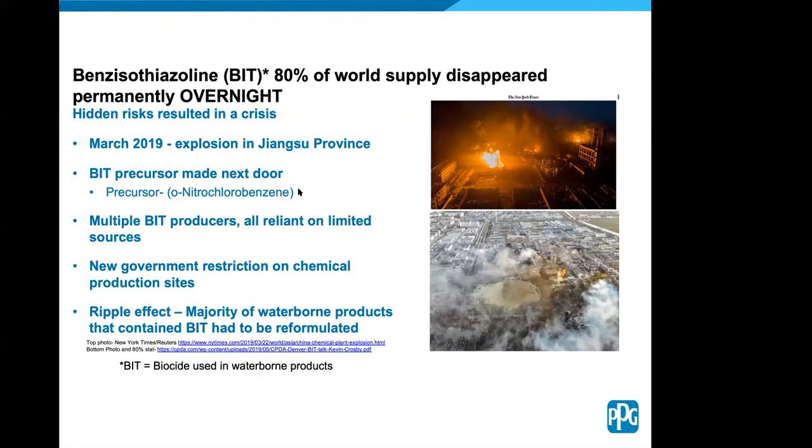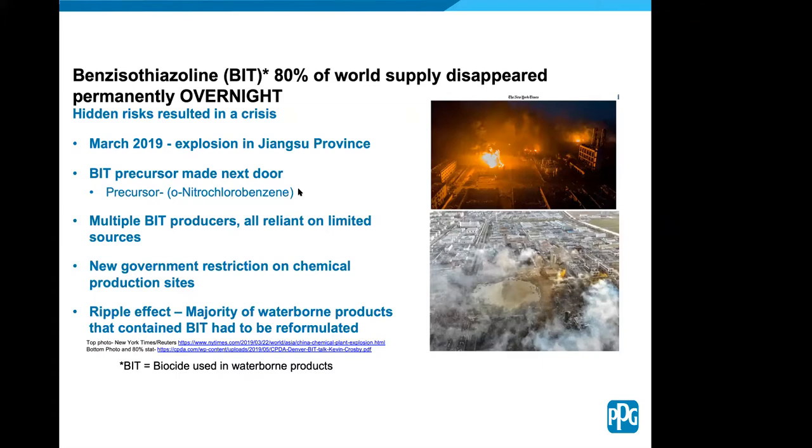And these sorts of supply chain risks are actually quite difficult to see because there's concentration of specific chemical intermediates that get made in plants that present the vulnerability, as opposed to the end product, which is what actually has a shortage overall. So in this case, this explosion happened and the BIT precursor, which was made next door from nitrochlorobenzene, was subsequently shut down concurrently. And as a result, 80% of the BIT basically has disappeared from the market and has not yet reappeared. There's a single producer today that makes this molecule.